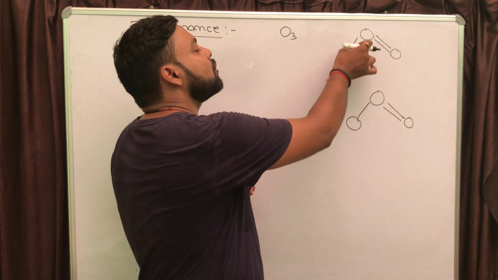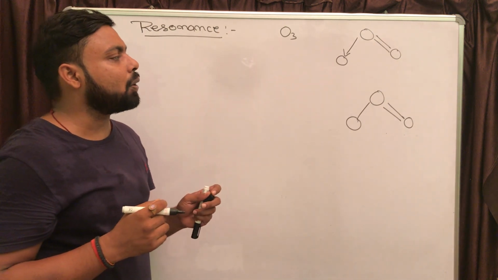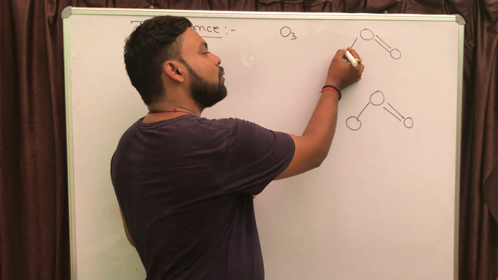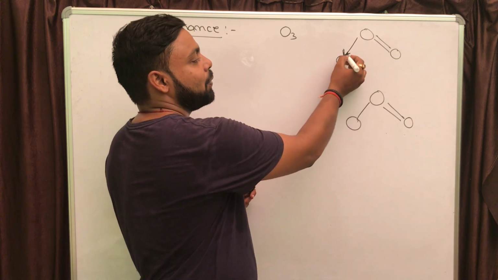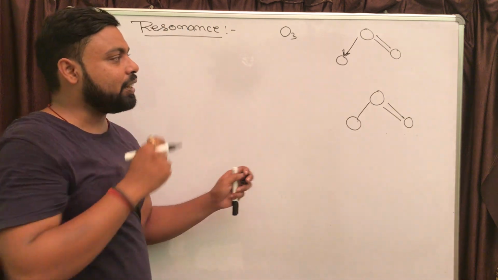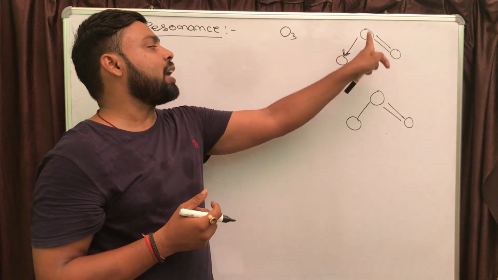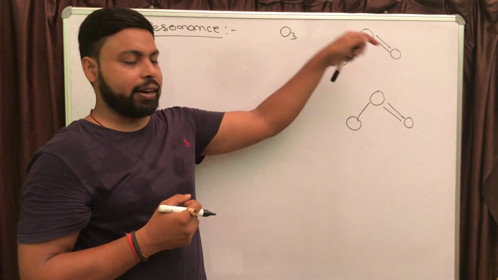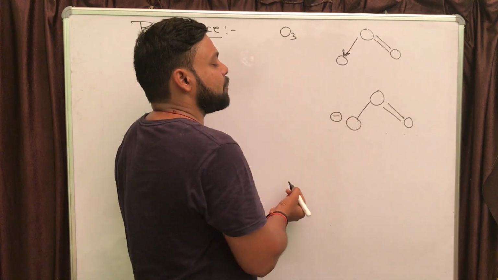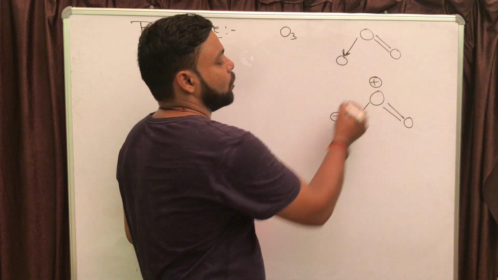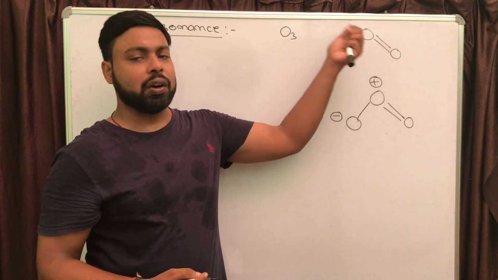If you want to convert a coordinate bond to a normal covalent bond, then what you need to do: this arrow is pointing towards an atom. The atom which is at the arrow side is known as the acceptor atom, and the atom present at the tail side is known as the donor atom. So what you need to do is place a negative charge on the acceptor atom and a positive charge on the donor atom. This is the covalent bond structure of ozone, and this one is the coordinate bond structure.